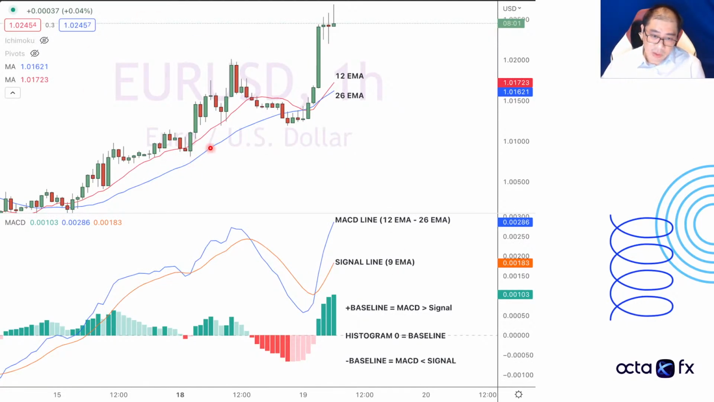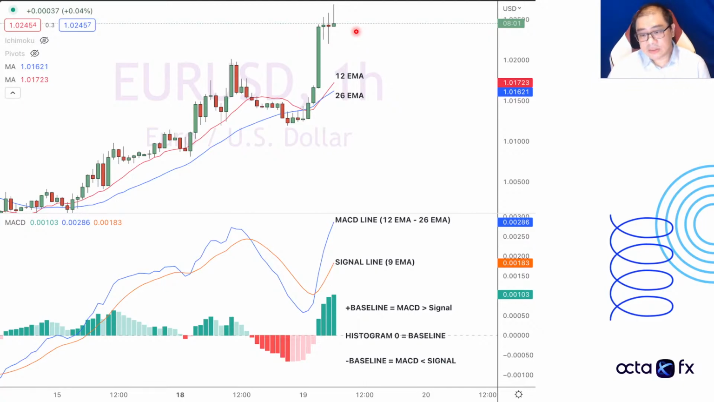If I plot the 12 and 26 EMA on price, the difference between 12 and 26 is actually what forms the blue line, the MACD line. As simple as that. If you take a look at the movement of the MACD line itself, it actually looks like how price is moving. It's just filtered out. Simple, right?